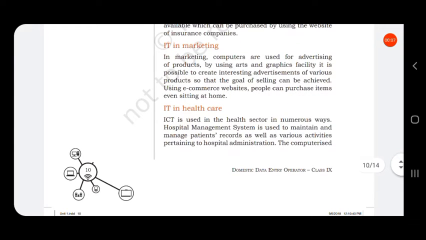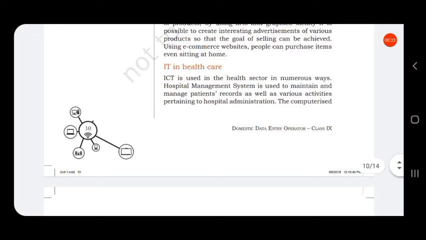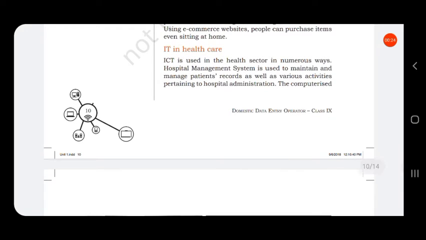Let us discuss the different applications of information technology. So, we have discussed different applications of information technology in the last class. One more application is left, that is, application of information technology in healthcare. That is, in the medical field, what are the applications of information technology?